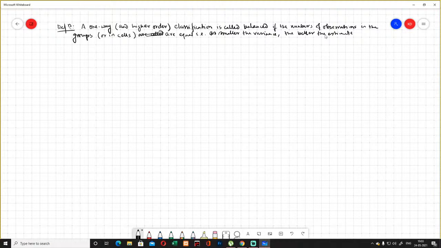The one-way ANOVA is most efficient if Ni, the number of observations in the ith cell, is equal to N naught for all i. That is, if the classification is balanced.